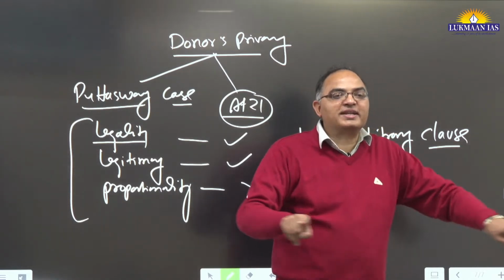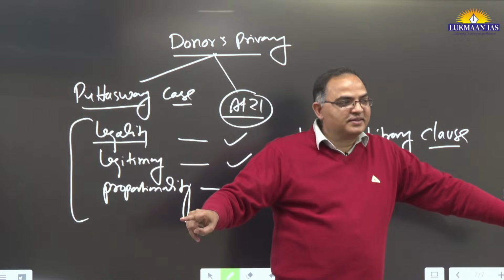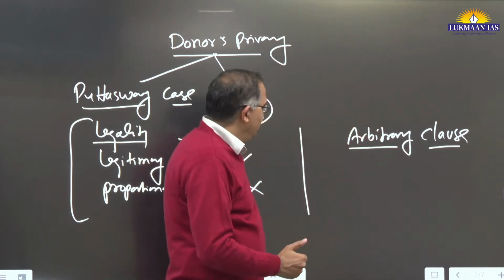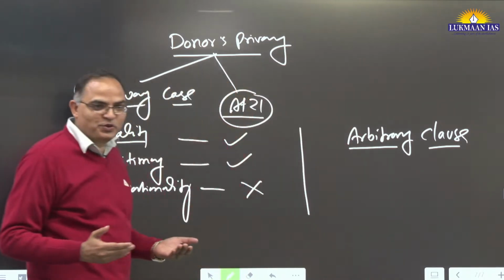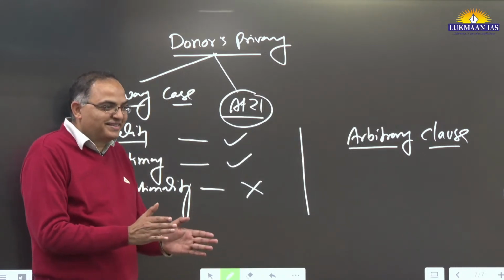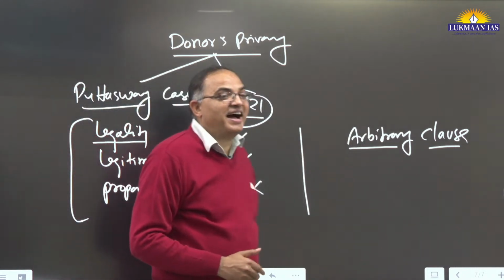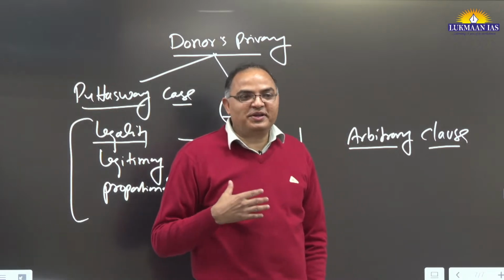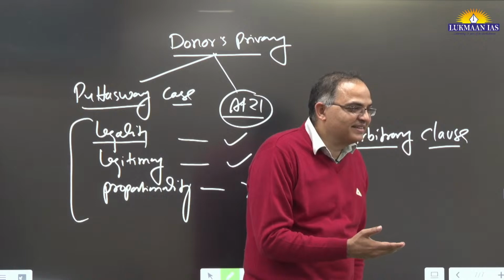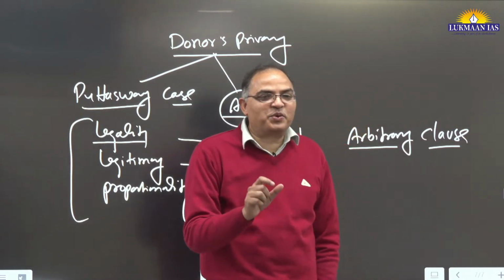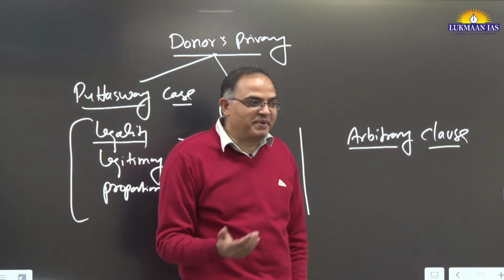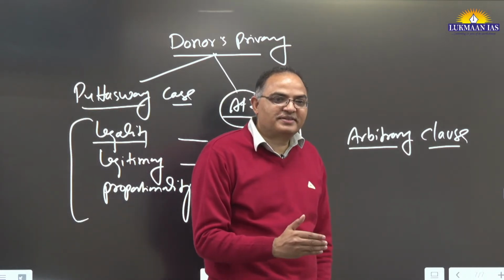This is called proportionality. You receive something and you compromise something. But in this case, there is no proportionality. Rather, it is arbitrary because you are not losing anything, you are not compromising anything. When the secrecy of donors is maintained, they are not compromising anything. Rather, it benefits them.